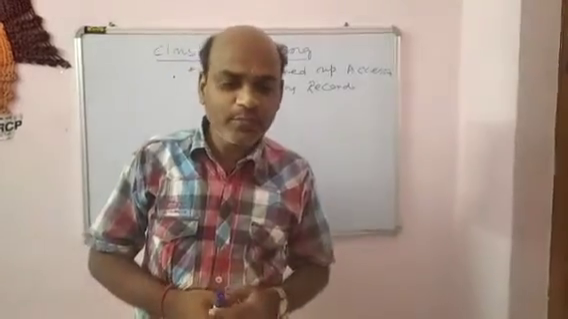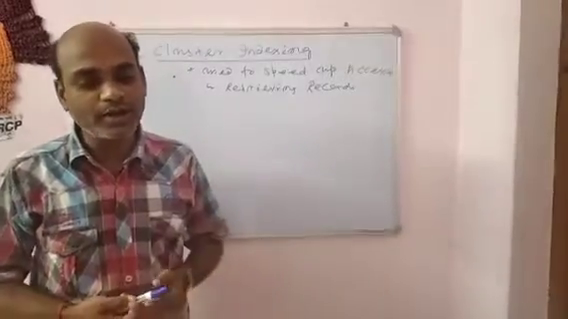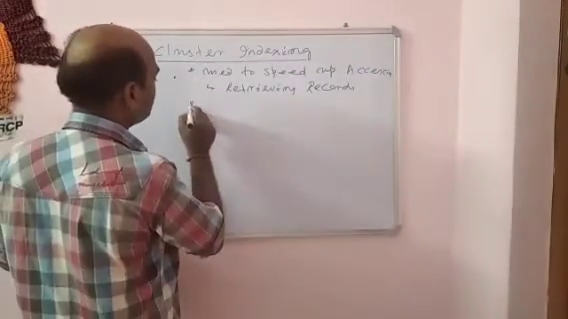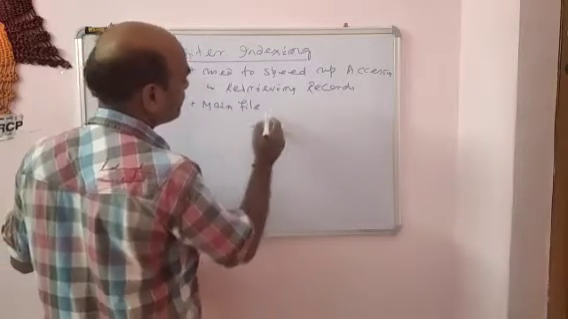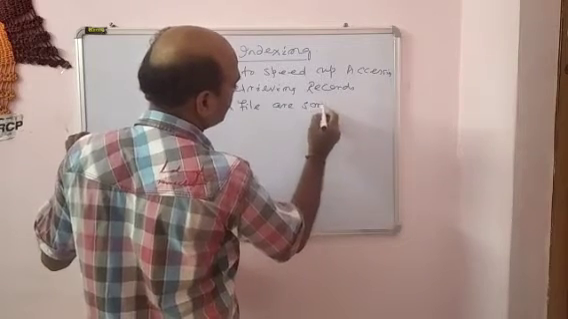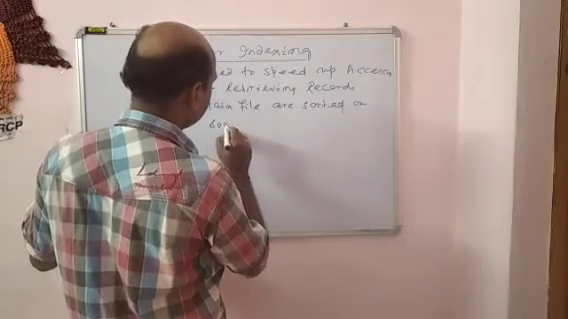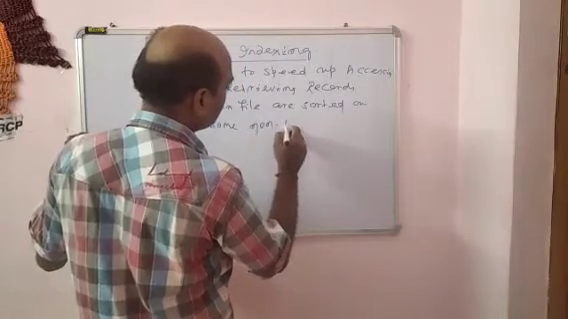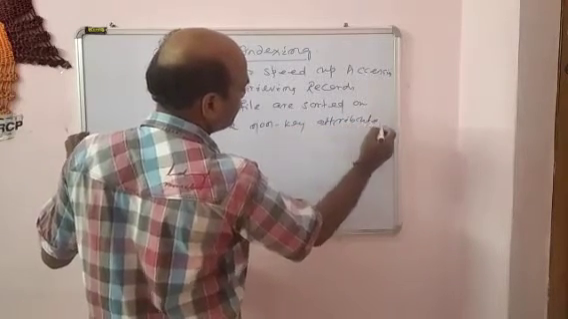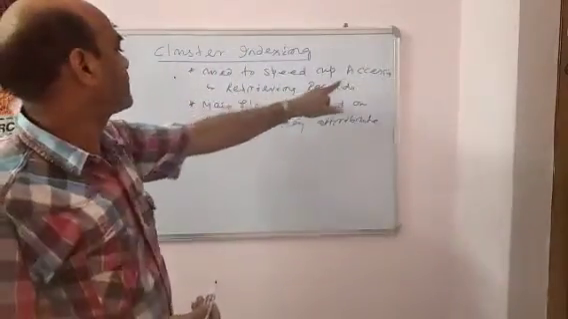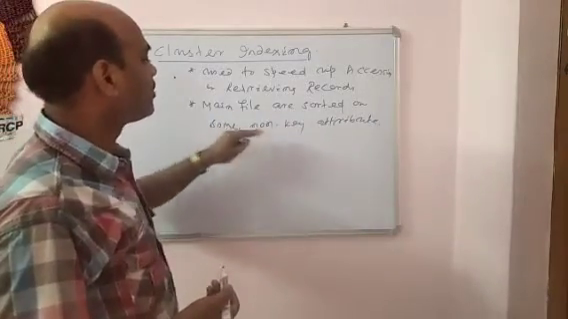Okay. So your main data file is sorted on some non-key attribute or non-key value. It is used to speed up the access or retrieval operation of records, and the main file is sorted on some non-key attribute.